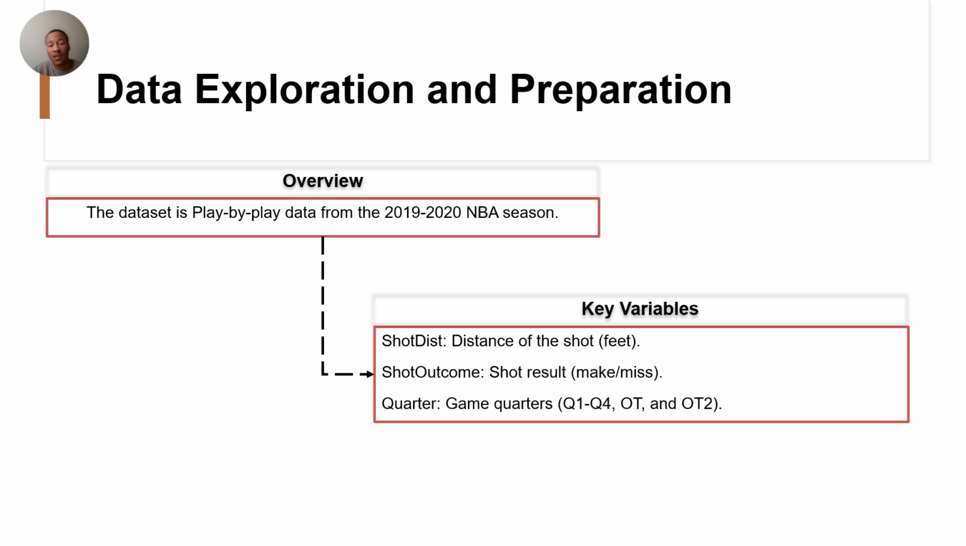And then the second one is shot outcome. So the variable for this is shot outcome, which simply records whether the shot was a make or a miss. And then the last variable is quarter, which divides the game into segments. So those segments being quarter 1 through 4, and then it includes overtime periods as well. Hopefully, by focusing on these variables, we can start identifying patterns that reveal what factors might be influencing shot success at different stages of the game.